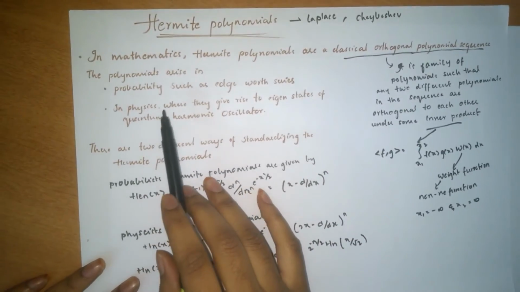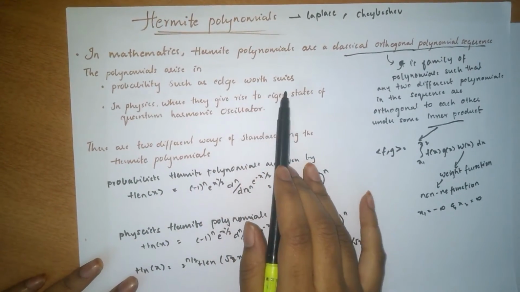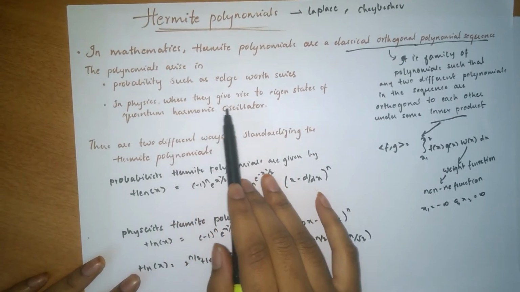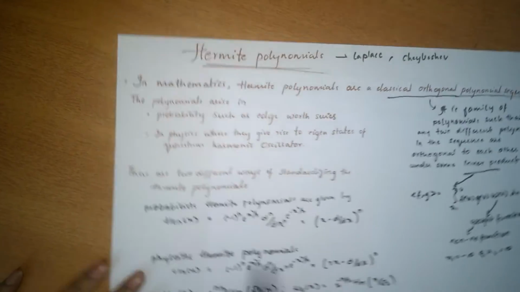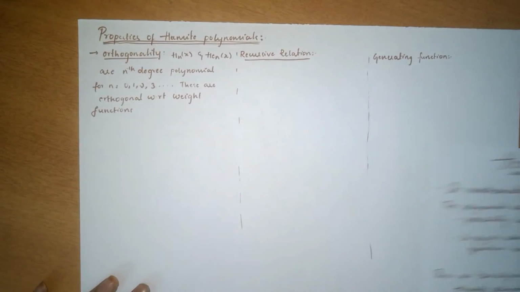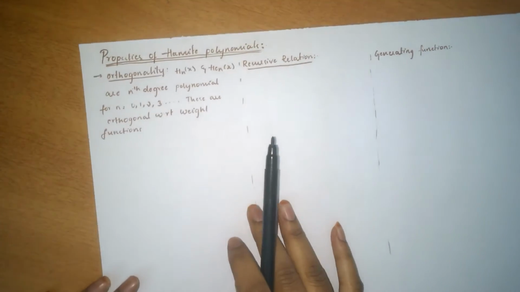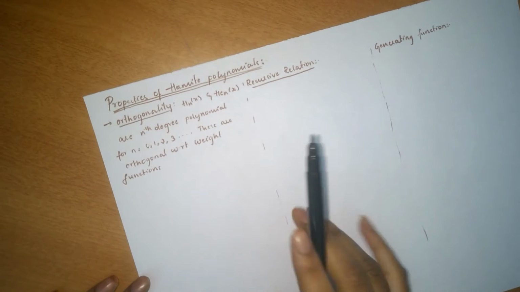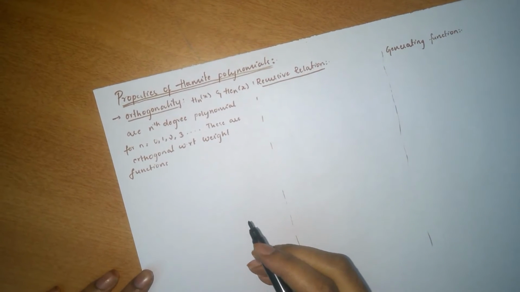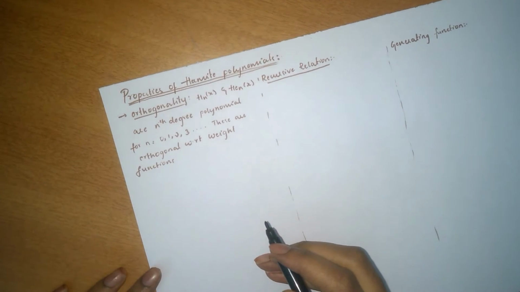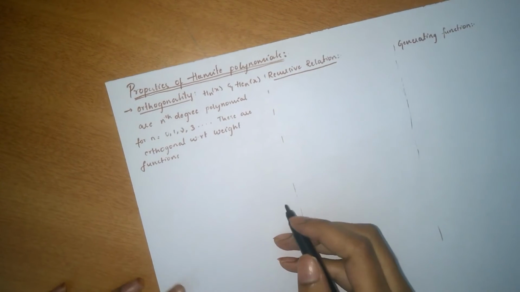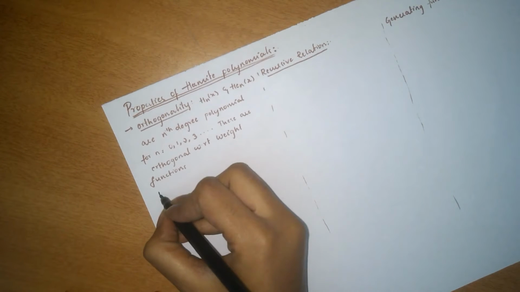Polynomials arise in probability, such as the Edgeworth series, and in physics, where they give rise to eigenstates of quantum harmonic oscillators. And next come the properties of Hermite polynomials. Orthogonality. H_n(x) and He_n(x) are degree n polynomials for n equal to 0, 1, 2, 3, and so on. These are orthogonal with respect to weight functions.